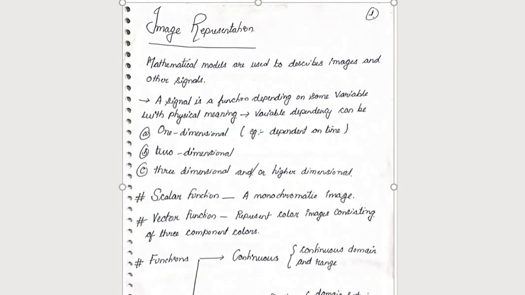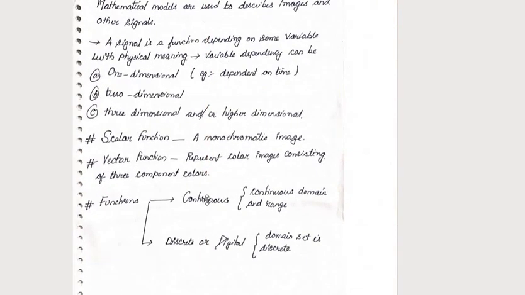Next I am discussing image representation. Mathematical models are used to describe the image and other signals. What are signals? A signal is a function depending on some variable with a physical meaning. Variable dependencies can be 1 dimension, 2 dimension, or 3 dimension. The scalar function that we use is the monochromatic image. A vector function represents the color image consisting of 3 color components. These functions can be continuous or discrete.